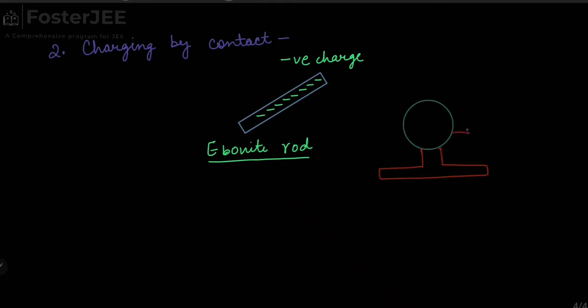Now suppose there is an isolated metal sphere. Metal sphere, this is for isolation. Now suppose we take this rod near to this metal sphere and touch it. So what will happen? Just after touching, some negative charge from this rod will get transferred to this. So now this metal sphere will get some of this negative charge. This is an example of charging by contact.